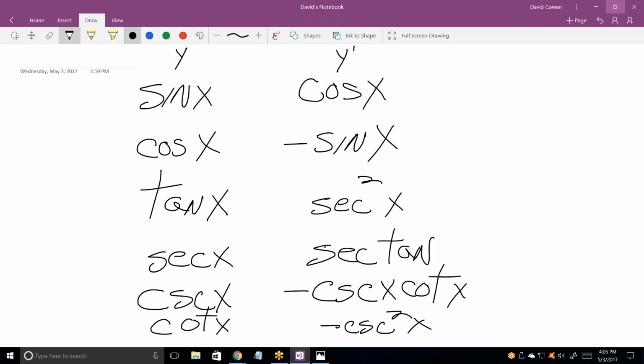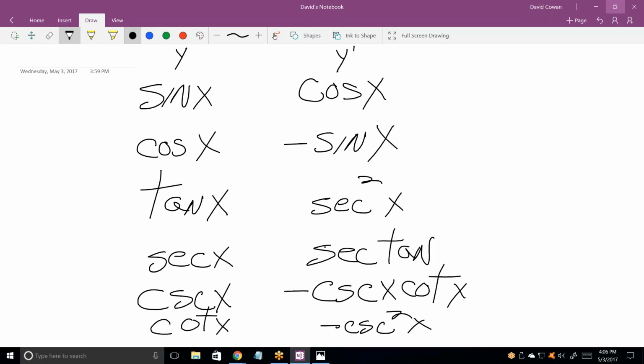Now, notice something. You know what a cofunction is, right? You know what the cofunction to sine is? Cosine x. Just stick a co in front of it. That's what cofunction means. So the cofunction to tangent is cotangent. The cofunction to secant is cosecant.